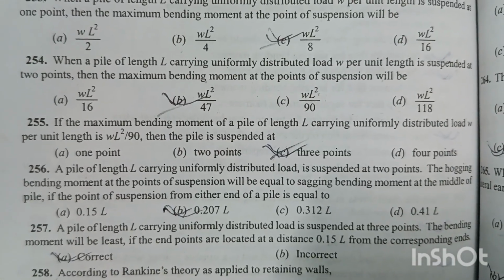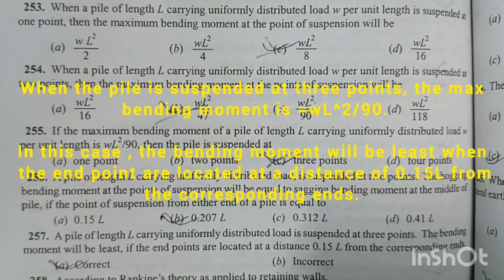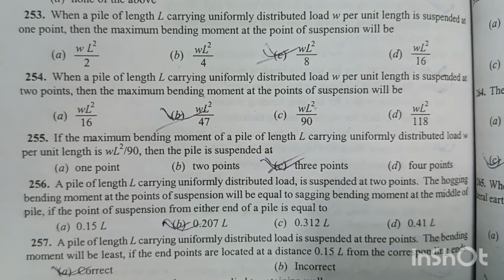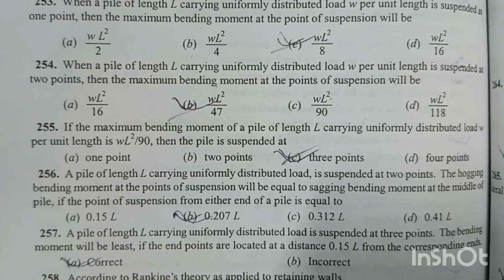A pile of length L carrying uniformly distributed load is suspended at 3 points. The bending moment will be least if the end points are located at a distance of 0.15 L from the corresponding ends. Option A is the right answer, correct.